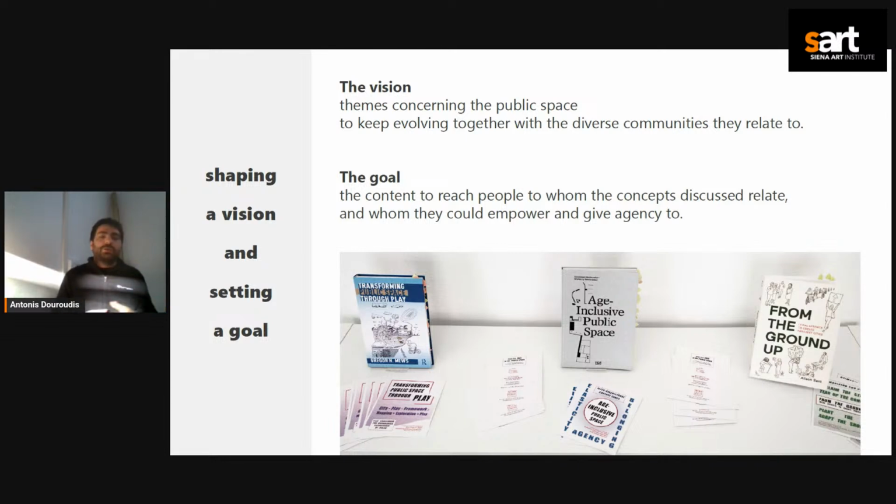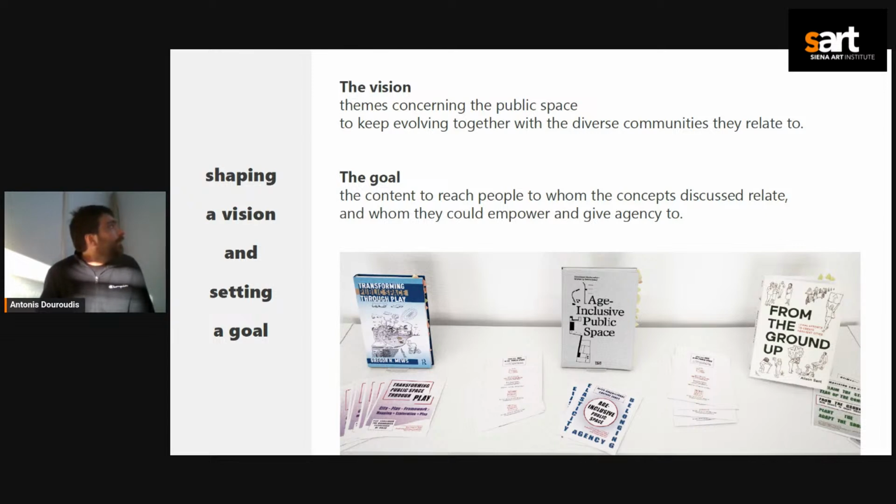So the vision for me would be that these themes would keep evolving together with the communities that they relate to, and not in those expert closed circles that I said before. So for that to happen, the content needs to reach the people, and so we selected these 3 books based on the messages that they would carry.